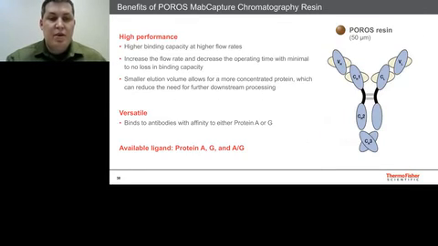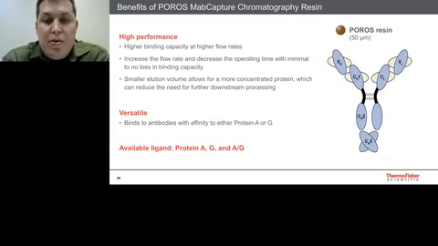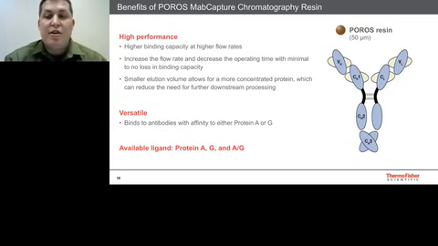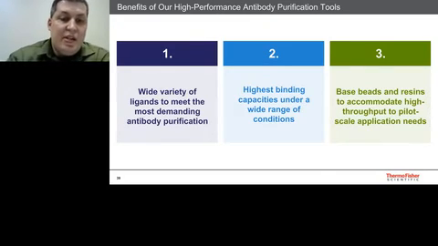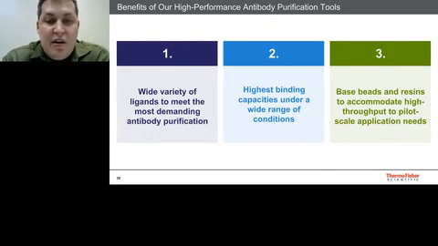In summary, due to the Poros unique bead structure, the Poros Mab Capture Select resins allow for high binding capacity at multiple flow rates with minimal change due to the reduction of residence time. Also, due to the improved mass transfer and convective flow, the resin allows for smaller elution, which minimizes downstream purification steps. As illustrated in our previous slides, our affinity resins offer unique ligands that can meet the demands of even the most challenging protein purification.